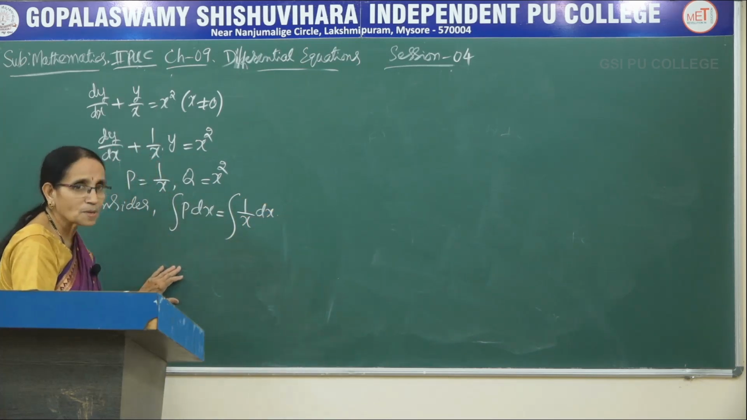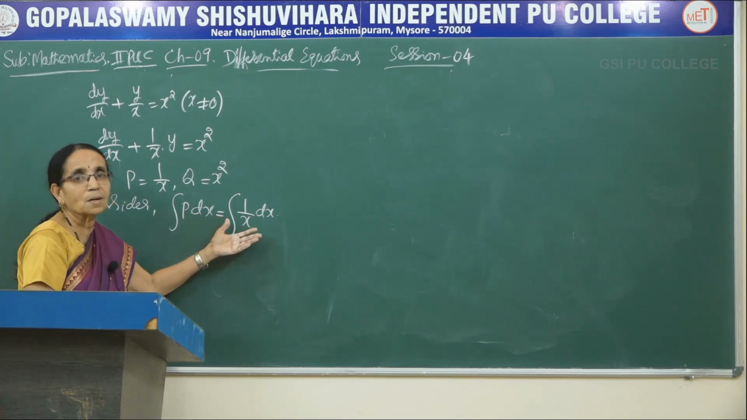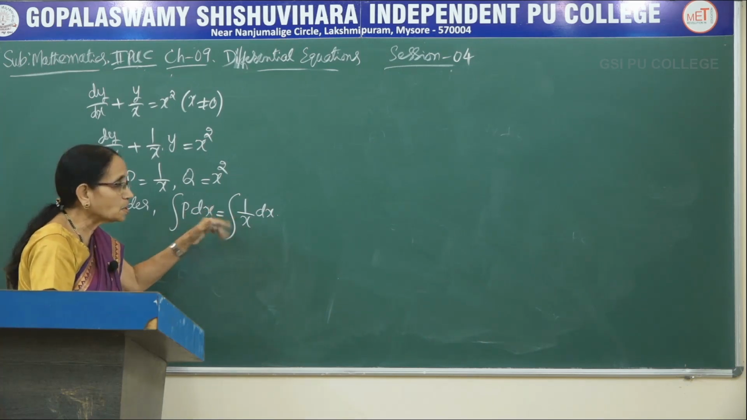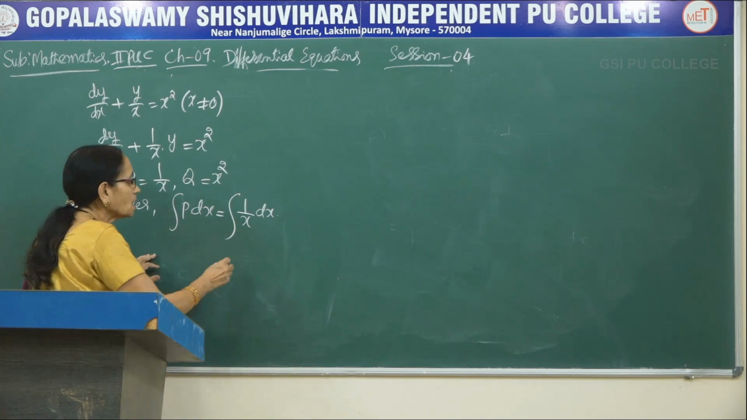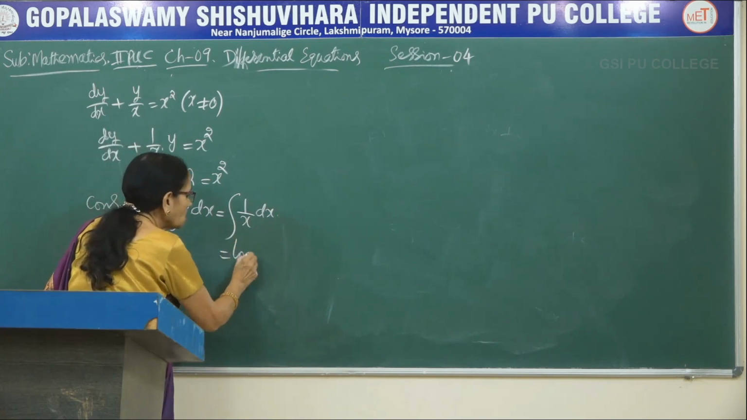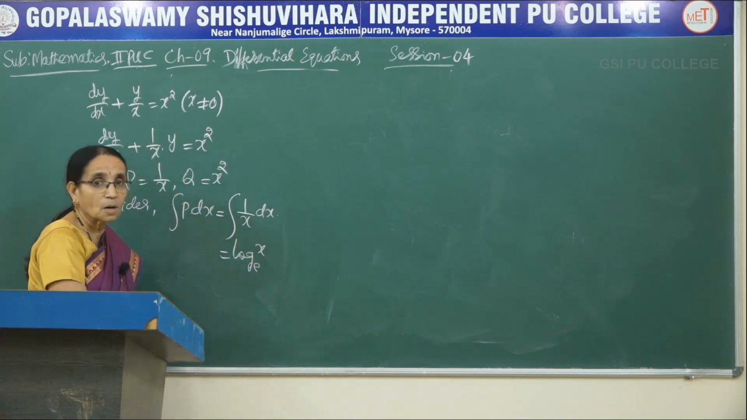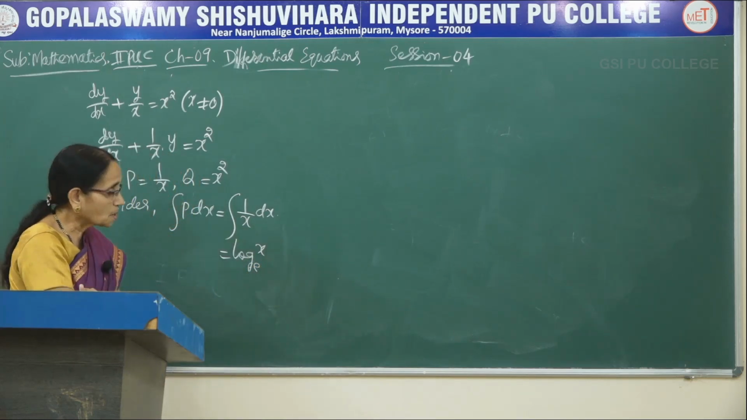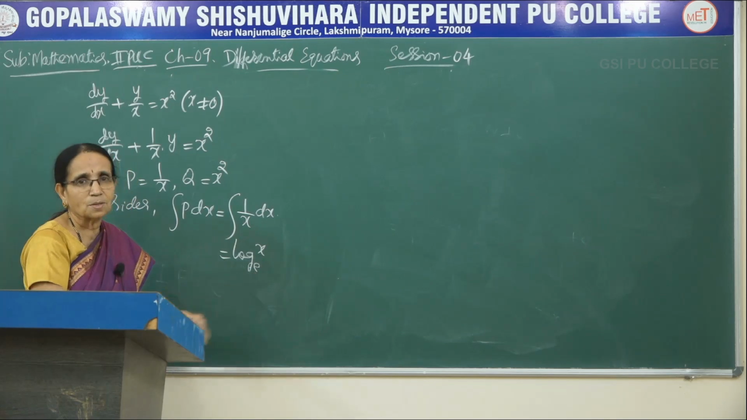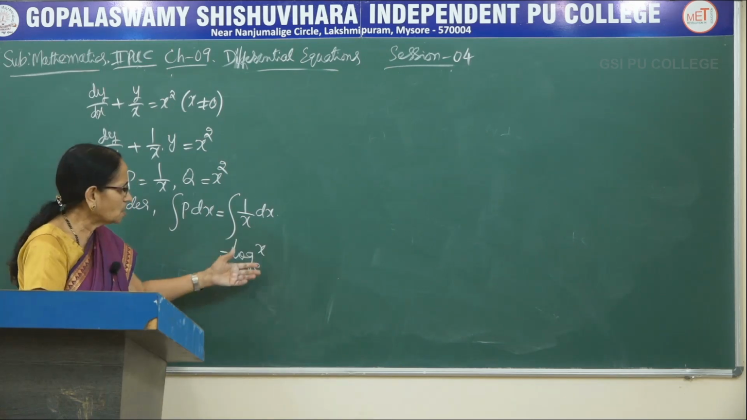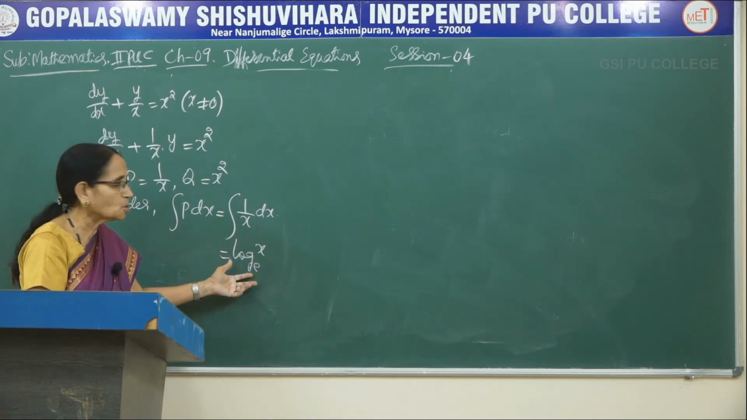In the earlier problem it was easier because we had only integral dx. Here it is integral 1 by x into dx. What is the integral of this one? It is log x. See, whenever we write the logarithmic term, strictly speaking we have to write the base. But these days, even in question papers or even textbooks, that is omitted.